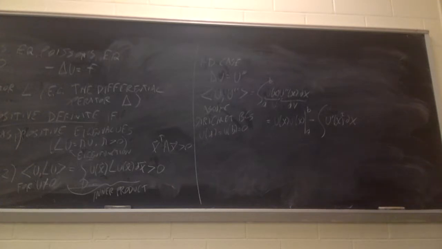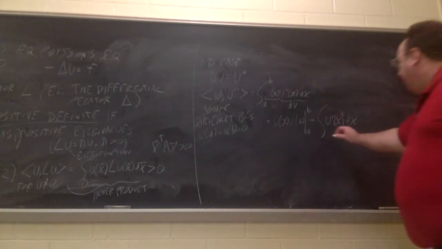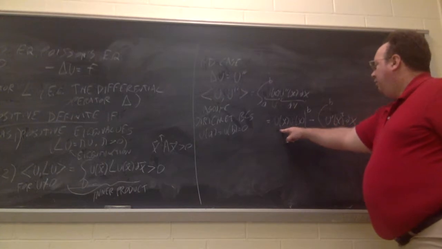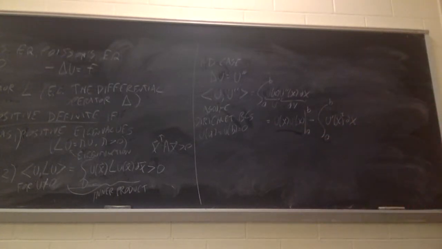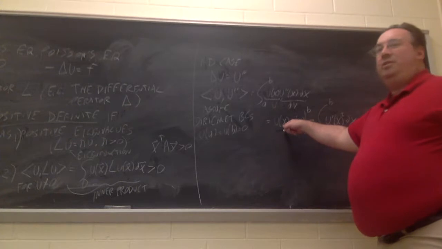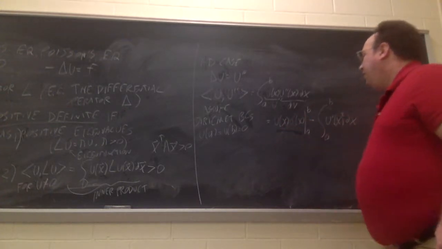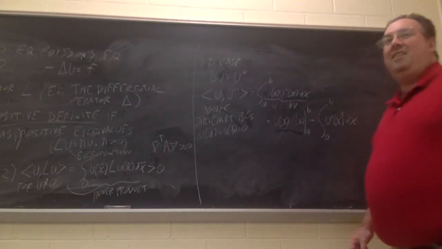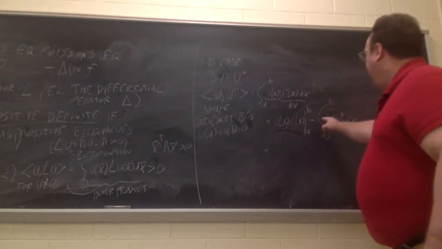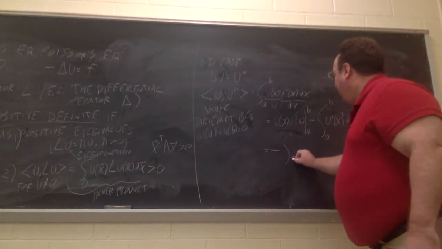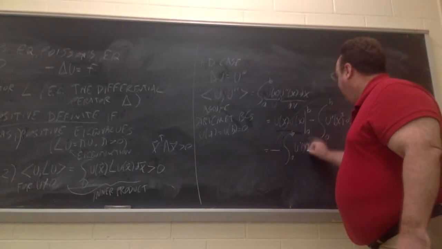So, given the boundary conditions, what does this turn out to be? If I plug in the limits a and b, yes, it's 0, because u of a and u of b are both 0. So that's gone. Okay. So what's left? Minus the integral of something squared.